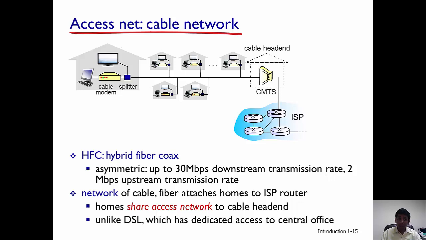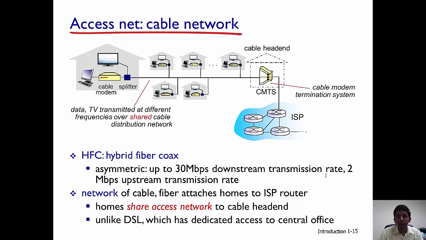The physical media that is used in a cable network is a hybrid coaxial cable, and it can provide much higher speeds than DSL. For example, it could provide downstream bandwidth up to 30 megabits per second. The only thing to note is that it's asymmetrical, so the downstream bandwidth is much larger than the upstream bandwidth. So here the CMTS refers to the cable head, which is the head of the cable network.